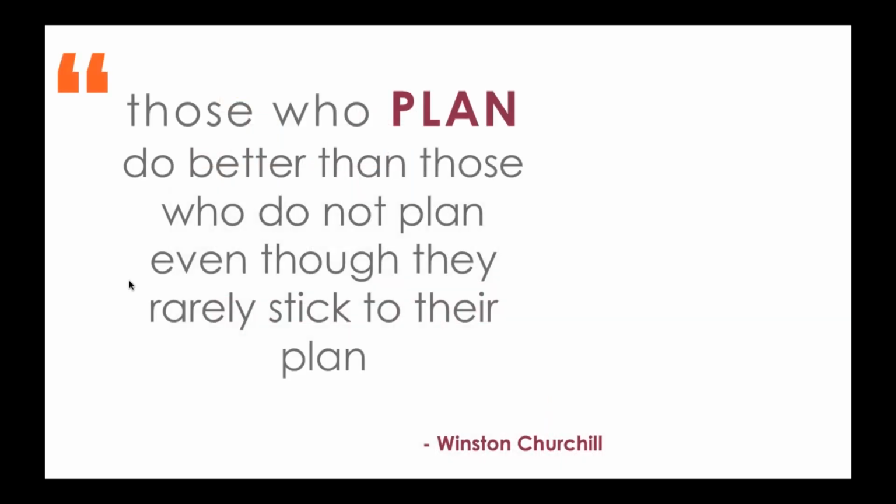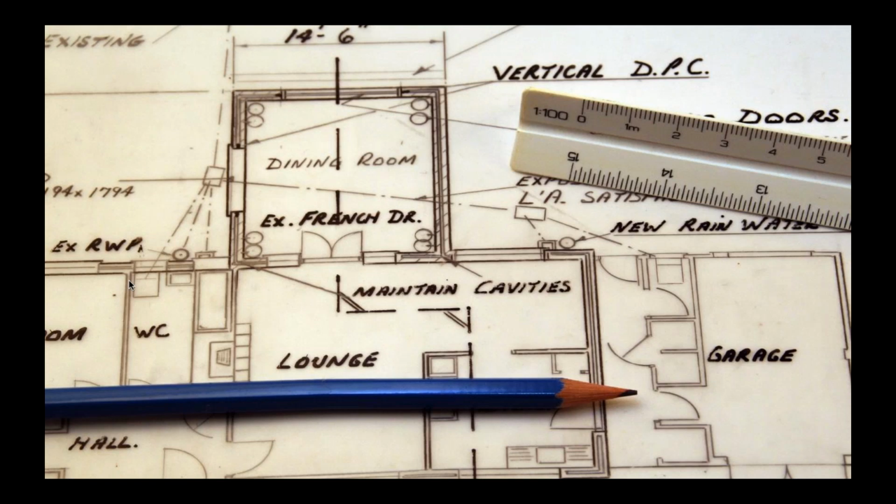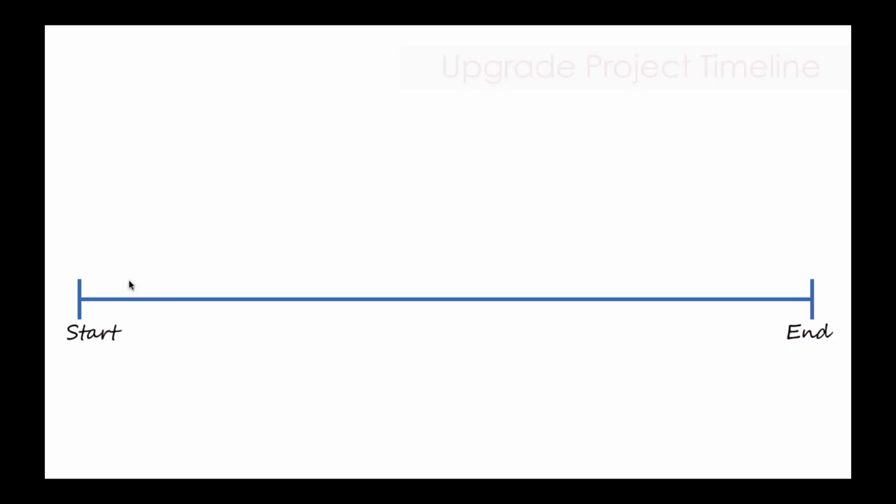I'd like to take this quote from Winston Churchill: "Those who plan do better than those who do not plan, even though they rarely stick to their plan." I want to look at this from the planning perspective, because upgrading a database in itself is already challenging. If you've done it a lot in the past, there are a couple of things you learn along the way, a couple of patterns that you see that make it easy to do the upgrades. But it's already challenging, much more so when you're dealing with highly available environments.